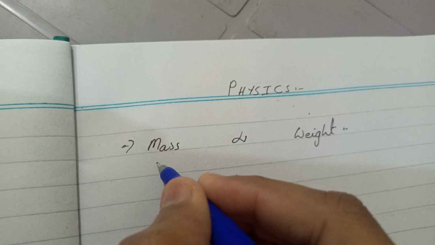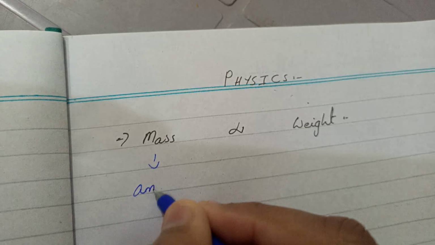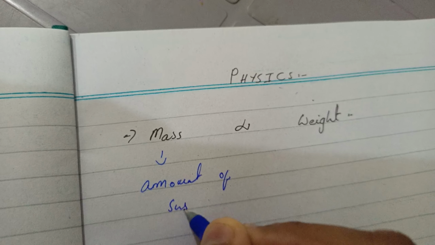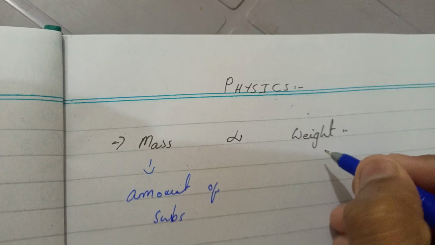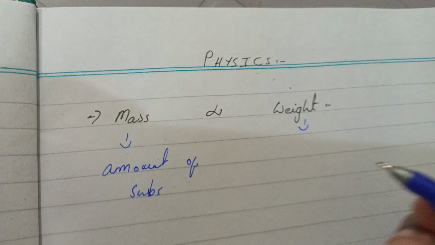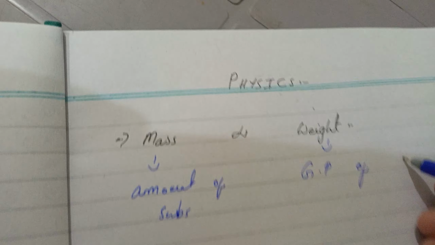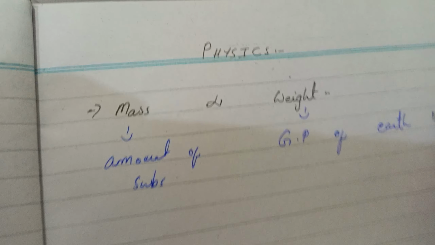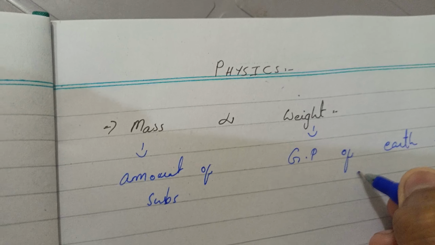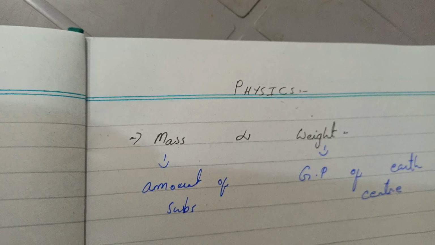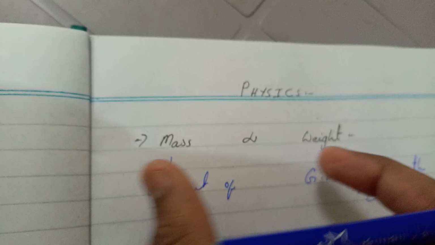So mass basically means the amount of substance in your body. Alright, and if you talk about the weight, weight is generated by the gravitational pull of Earth to the center of it, right. So these are the two basic things which we need to know before studying weight and mass.